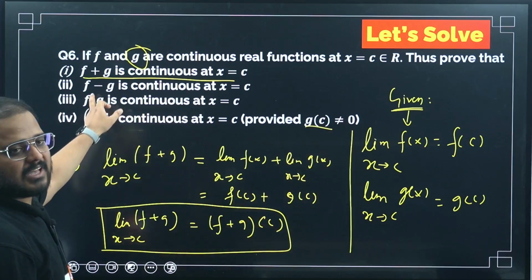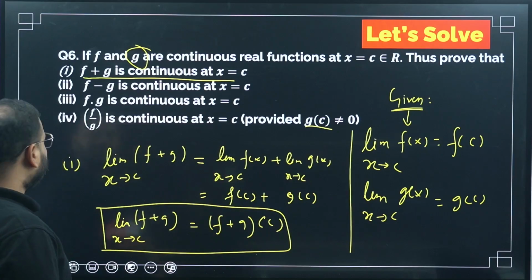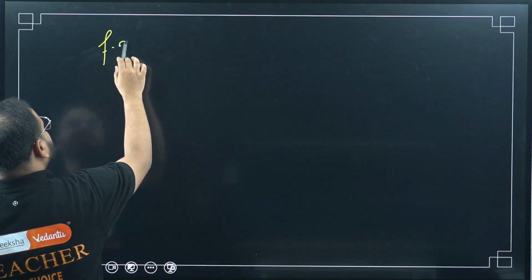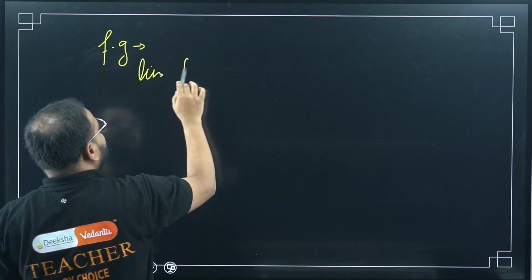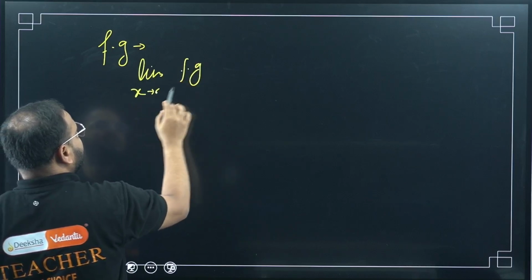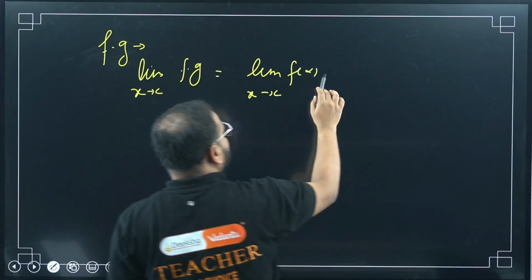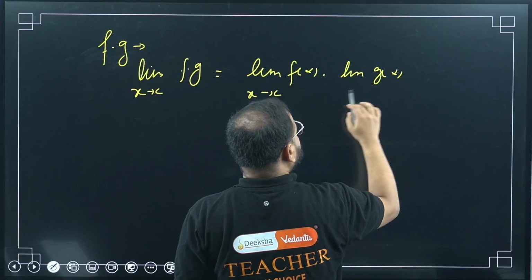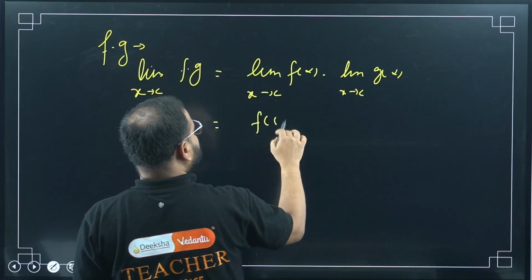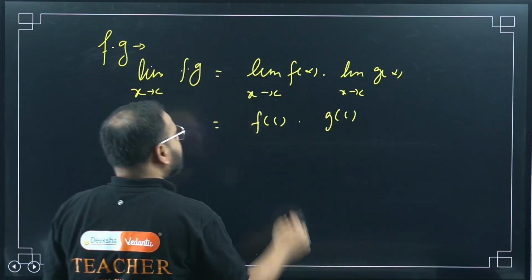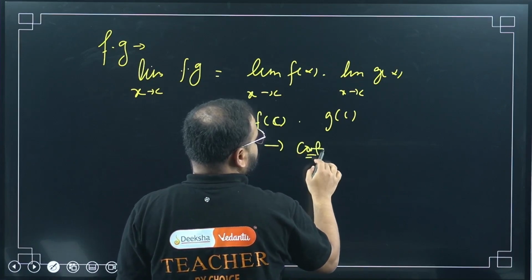I'll do it for f into g once. F minus g you can do the same way, put the minus sign and you'll get it again. So f into g, let me do it. You have to check for f into g. First of all, let's apply the limit. Limit of f times g when x tends to c will be given by limit of f(x) when x tends to c multiplied with limit of g(x) when x tends to c. Yes or no? I can write this as f of c times g of c. What does this mean? This means continuous.